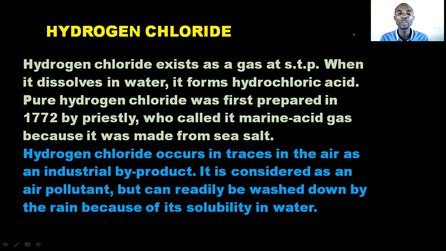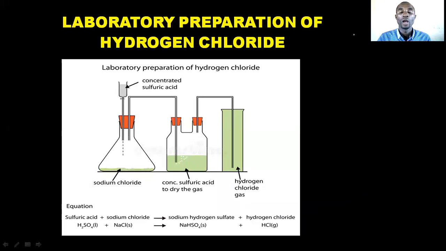All right, pure hydrogen chloride was first prepared in 1772 by Priestley, a scientist who called it marine acid gas because it was made from sea salt. Hydrogen chloride occurs in traces in the air as an industrial byproduct. It is considered an air pollutant, but can readily be washed down by the rain because of its solubility in water. Of course, when it's added to water, it becomes hydrochloric acid.